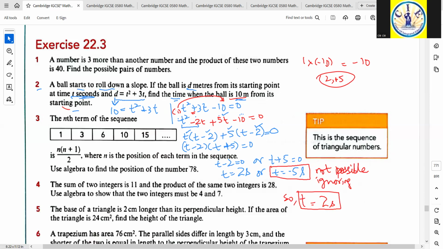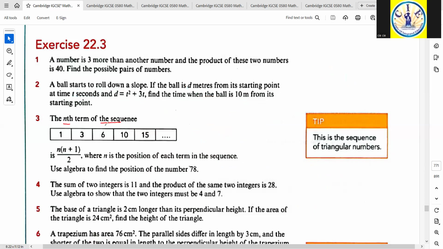Now question number 3: the nth term of the sequence 1, 3, 6, 10, 15, and so on is n times n plus 1 divided by 2, where n is the position of each term in the sequence. Use algebra to find the position of the number 78. Since this formula is for the number at position n, n times n plus 1 whole divided by 2 has to be equal to 78.